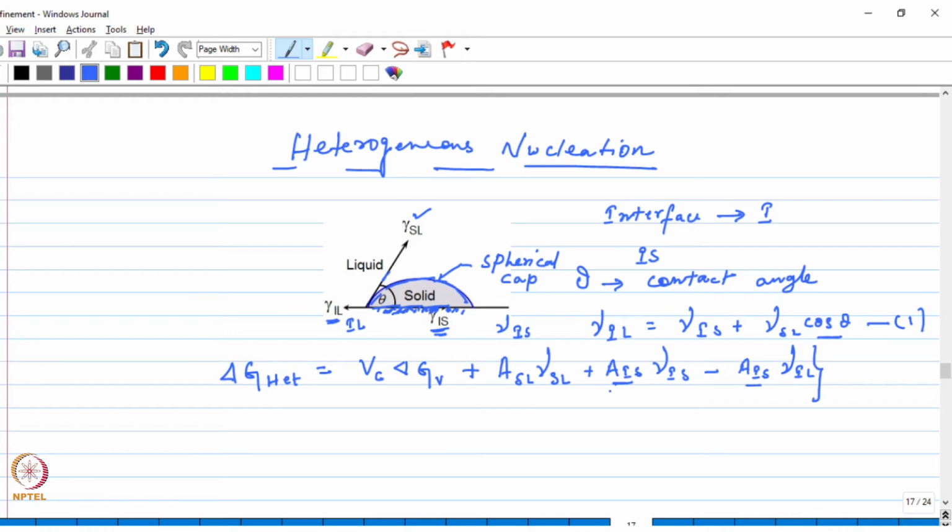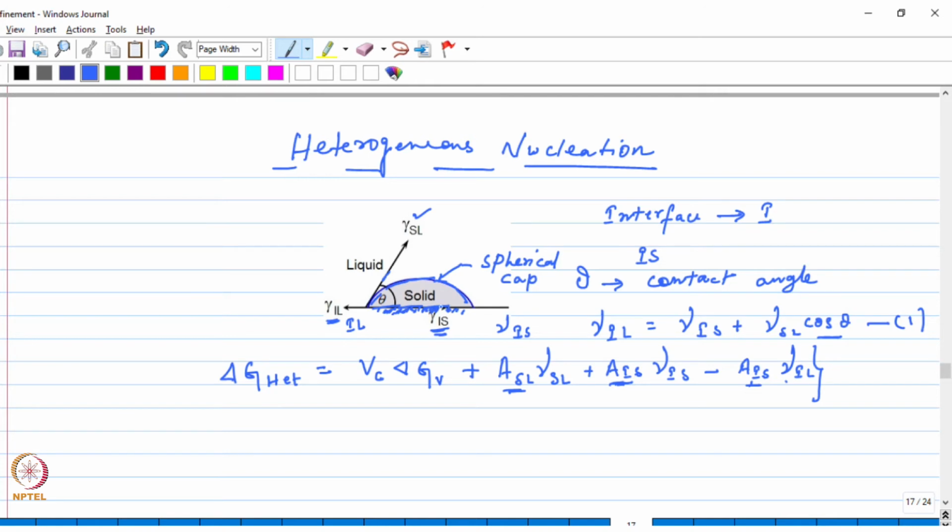Okay. And here you have another term which is negative. So this is the positive surface energy which is added to it. This is because of that creation of the new surface as we discussed before. But here this particular term you can see is negative, and this area is taken equal to the area of this interface between the solid and the heterogeneous surface on which it is forming.